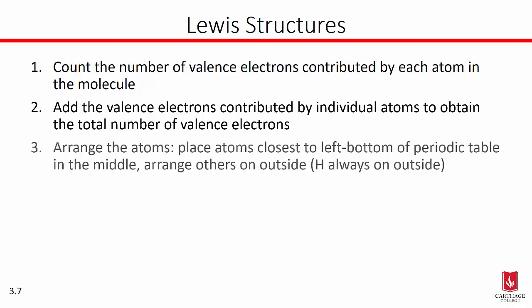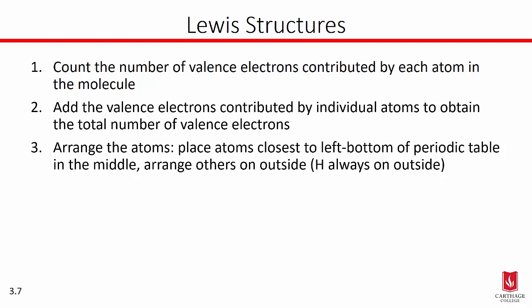The third thing that we're going to do is arrange the atoms. We're going to write out the elemental symbols for each of these atoms, and we're going to place the atoms that are closest to the left bottom of the periodic table in the middle of the molecule. Everything else is going to be on the outside. Remember that hydrogen is always going to be on the outside. If you think about this, it should make sense because hydrogen can only ever have 2 electrons around it, which means it can only share a pair of electrons, and so it can never be in the middle of a molecule. It's always going to be on the outside.